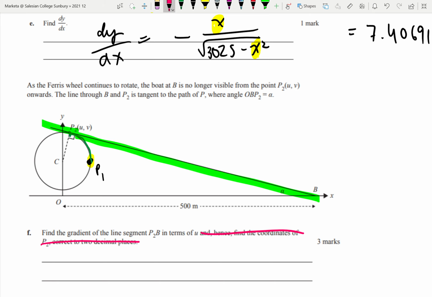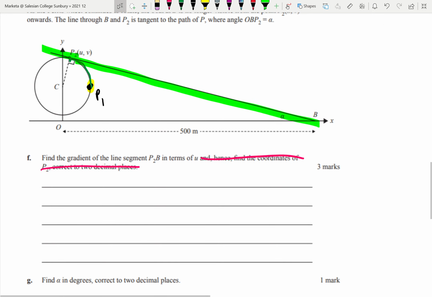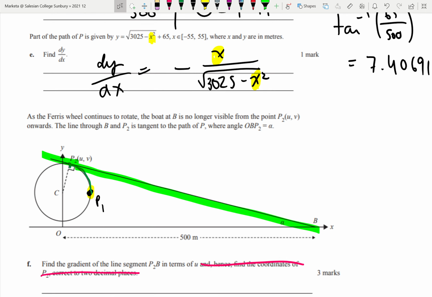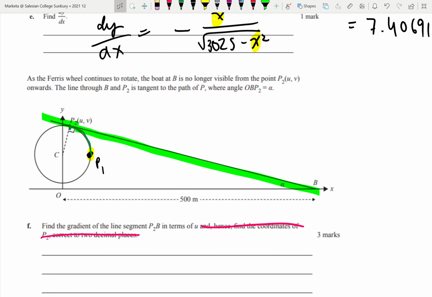It is worth 3 marks, so it's a little bit more involved. Don't want to leave it blank. So what have we got? We've got the derivative. So the derivative of the path of y, so that will be the gradient of the tangent at whatever point. So let's write that down.